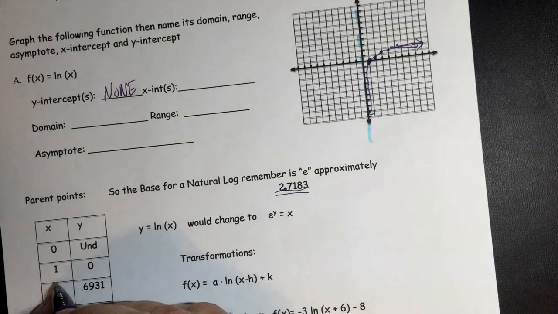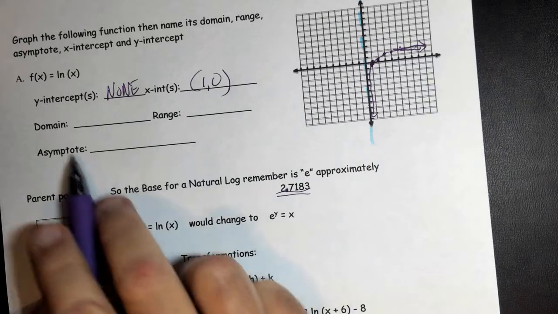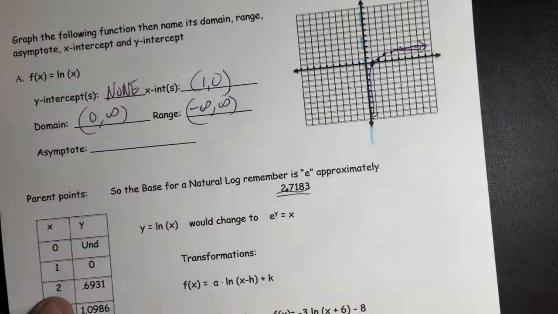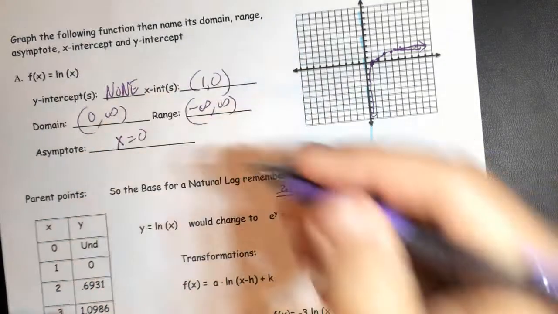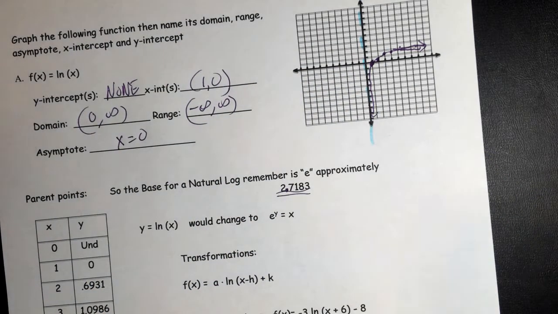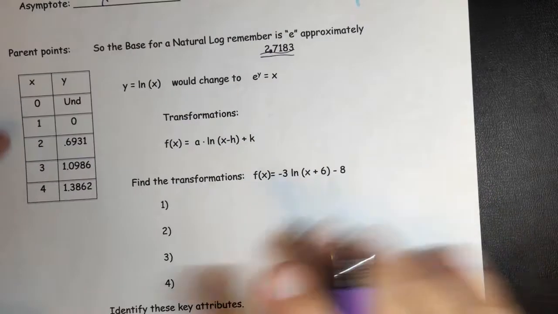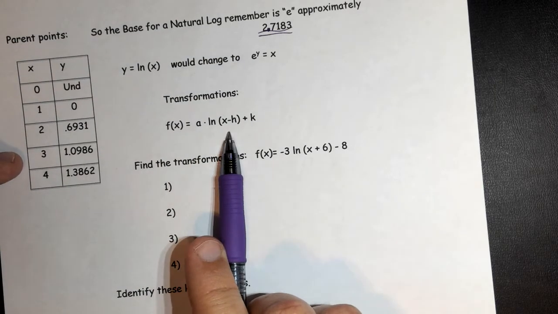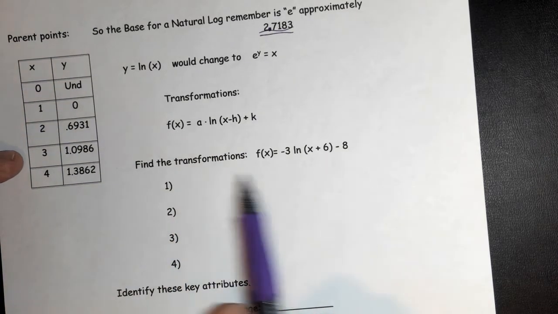The x-intercept, notice, is still at (1, 0). It stays the same on our parent. Domain is still going to be 0 to infinity, and range is always all real numbers. And the asymptote is still going to be x is equal to 0. So again, we want to be able to do our transformations off this picture, and I'm not going to graph them or make you find points because the points are so bizarre. But we should still be able to know our transformations, a, h, and k, just like I talked about in base 3 on how all these things work.